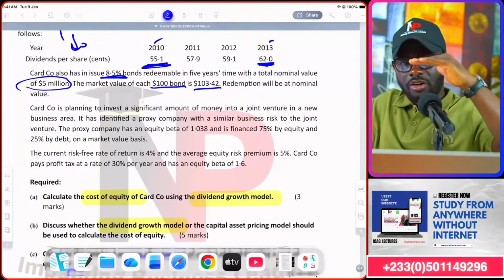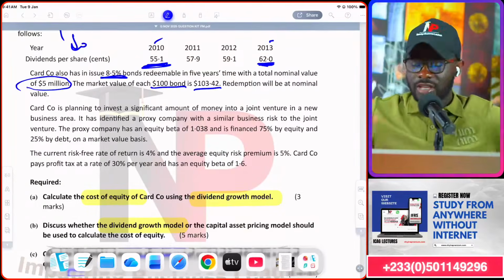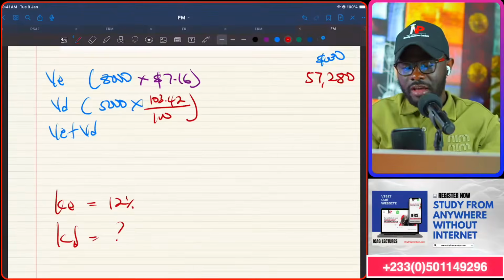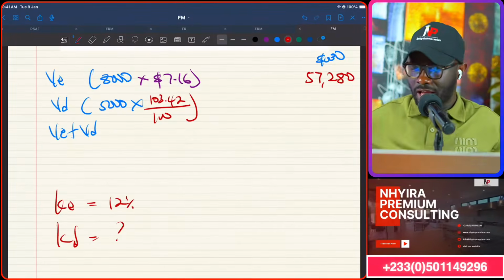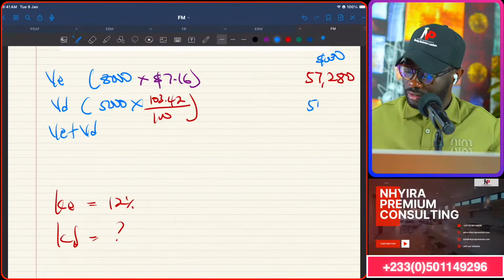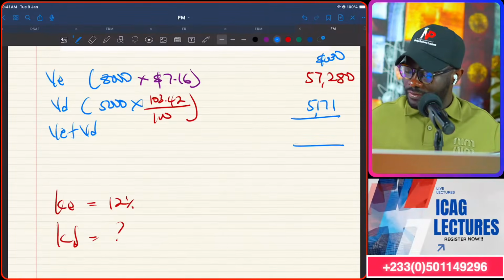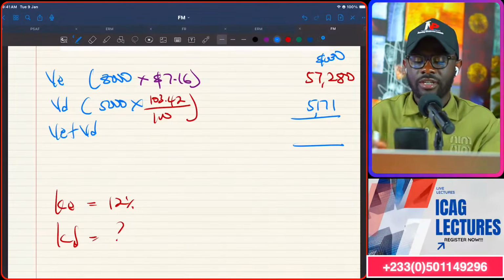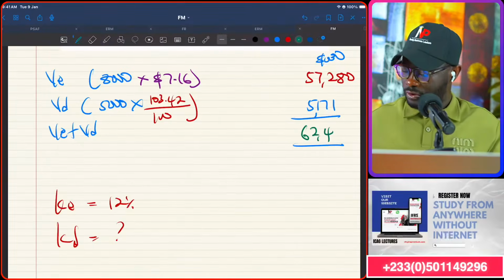So the $5 million for each $100 bond times the market value will give us the market value for the bond. So 5,000 fraction 103.42 over 100. And that is 5171 for the VD. So we add VD to VE, 57,280, and that is giving us VE plus VD, 62,451.